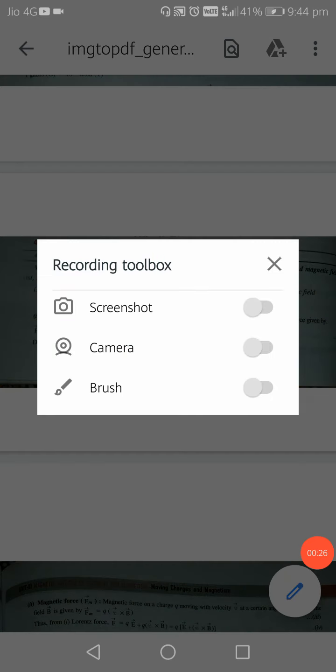So today's topic in this video is Lorentz force. Lorentz force means it is a combination of electric and magnetic force. That means suppose a charge is in an electric field as well as in a magnetic field, then the charge will experience a total force which will be the net force of electric force and magnetic force. That net force is called Lorentz force. It is a vector sum of electric force and magnetic force.